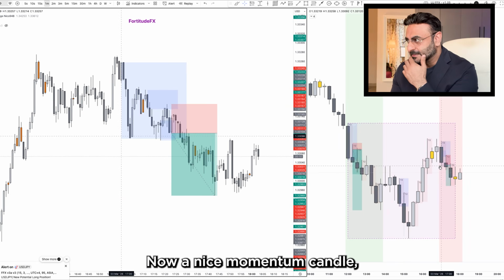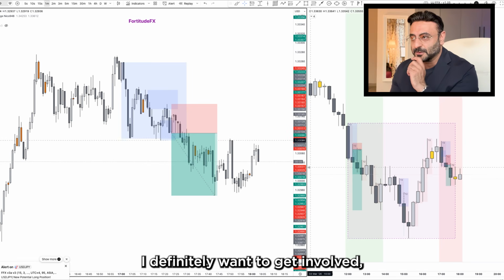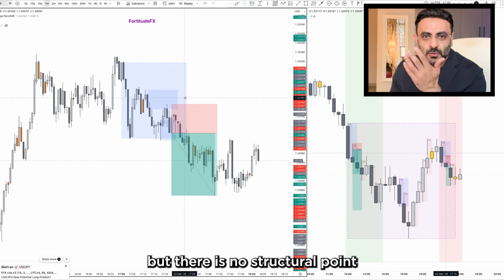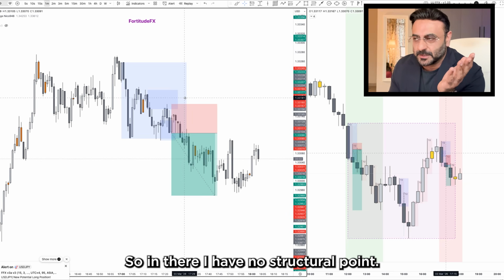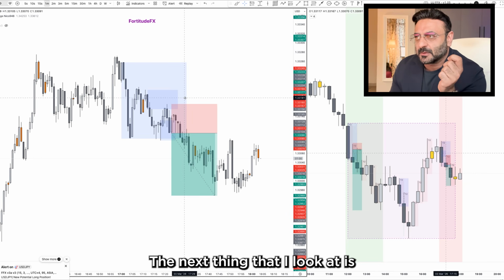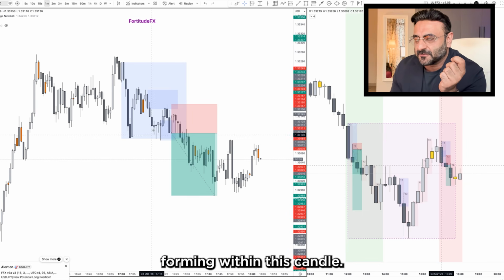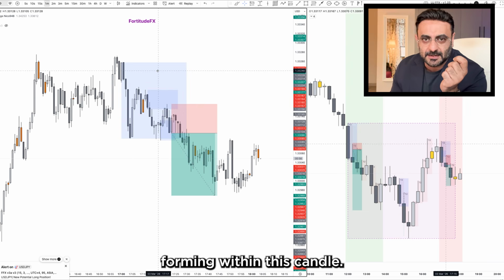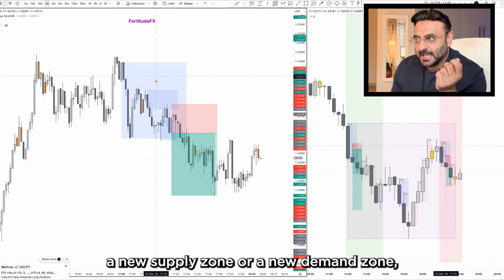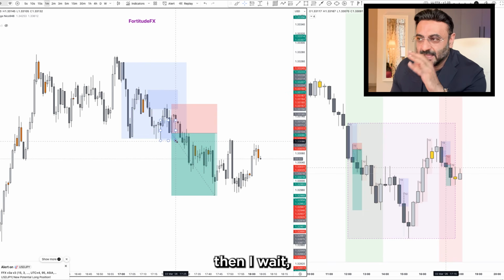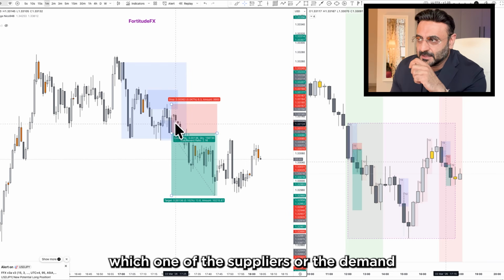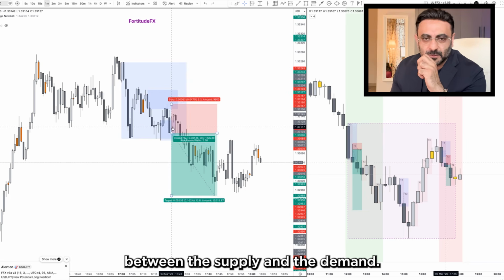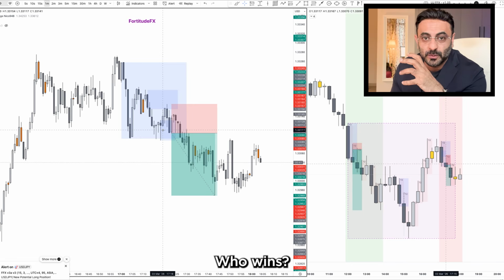Now, a nice momentum candle, I definitely want to get involved, but there is no structural point for me to call a liquidity. So when I have no structural point, the next thing that I look at is how the structure is forming within this candle, and the structure gives me a new supply zone or a new demand zone. Then I wait. I want to see which one of the supply or demand wins. The battle between the supply and the demand, who wins?